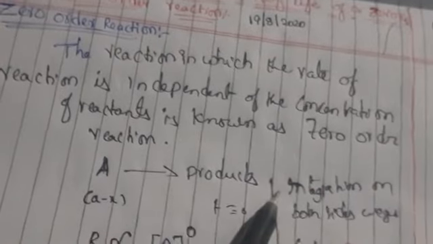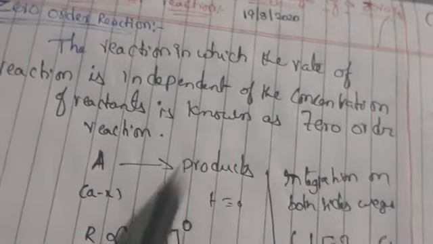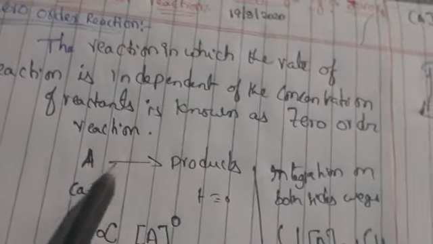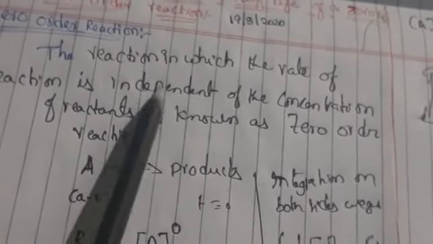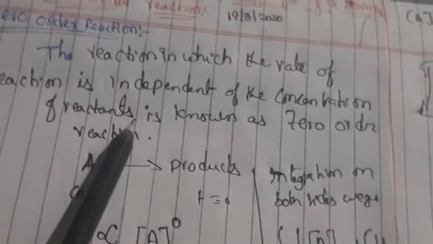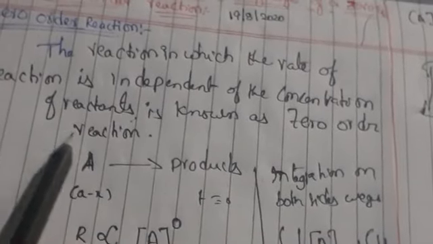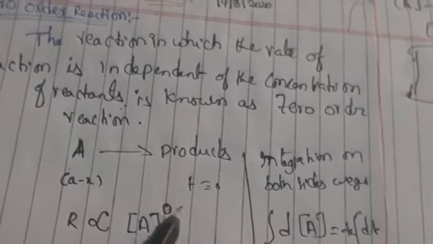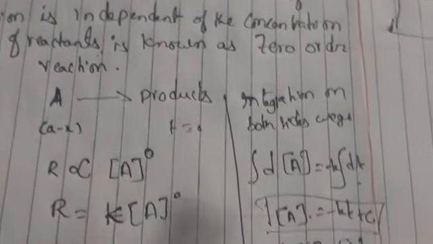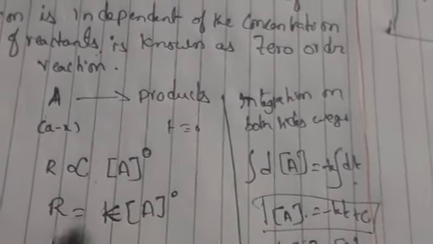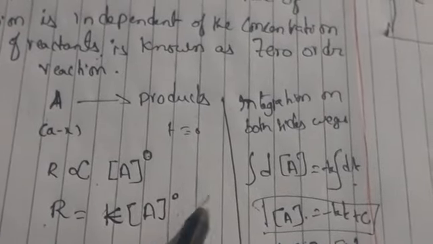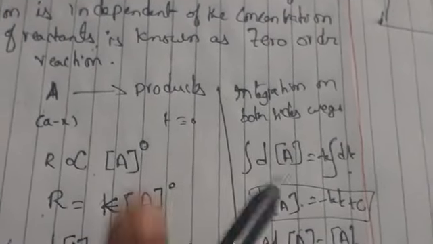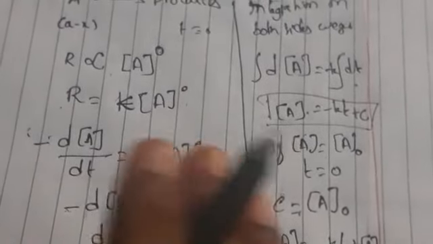Take A gives rise to B, which is known as the product. This one we know as the reactant. In the definition I told you that the rate of reaction is independent of the concentration of reactants, meaning the concentration of reactants does not depend on the rate. That is why I have kept A to the power 0. So the order here is 0. To remove the proportionality, R equals K into [A] to the power 0. Anything to the power 0 is 1, so you will be getting K into 1.